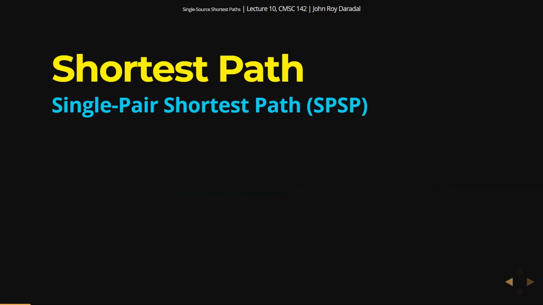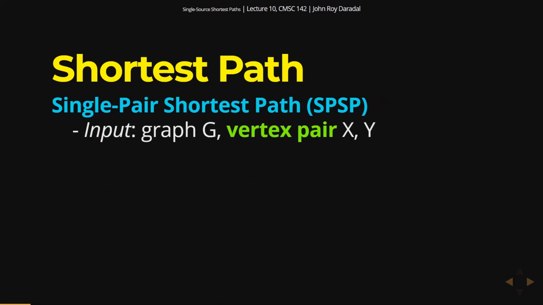Next is the single pair shortest path, or SPSP. In here, you're only given a graph and a vertex pair X and Y, and your goal is to just find the shortest path from X to Y. So you're not trying to find all pairs either from S or going to D, but you're only finding the shortest path for one pair of vertices.